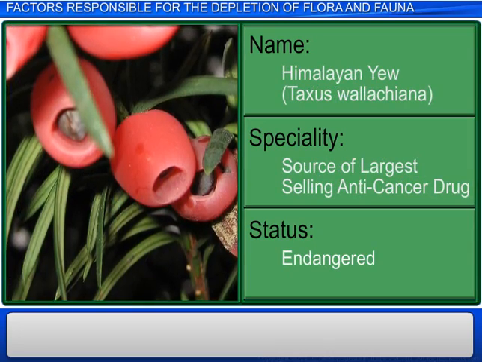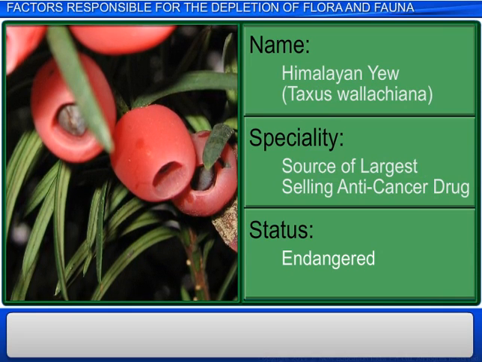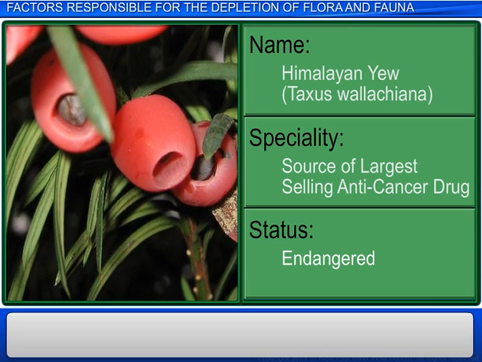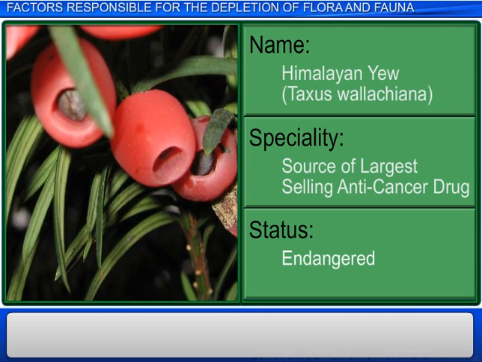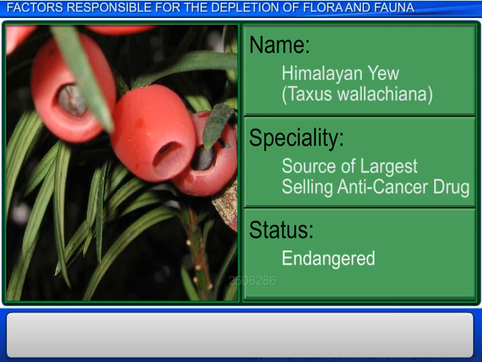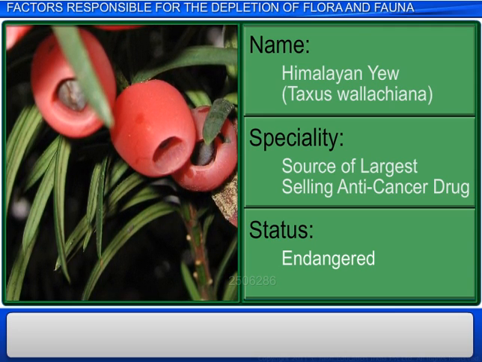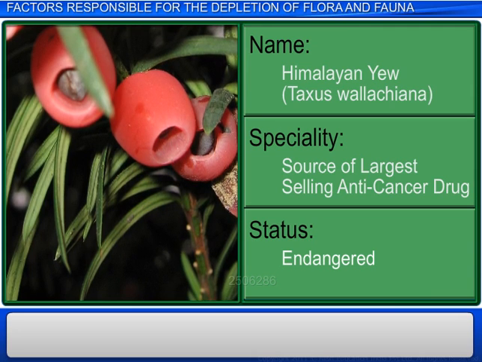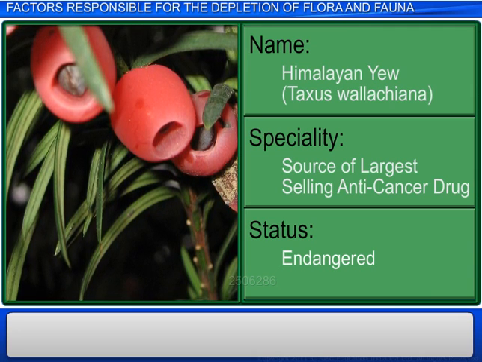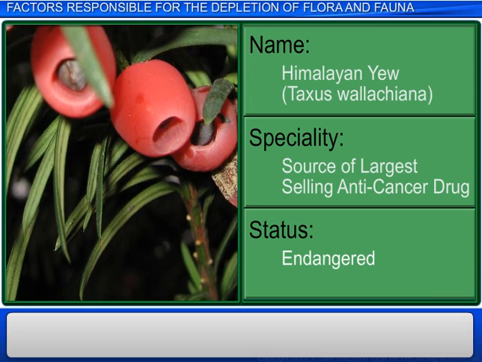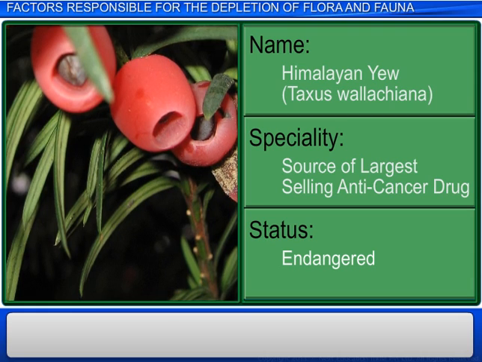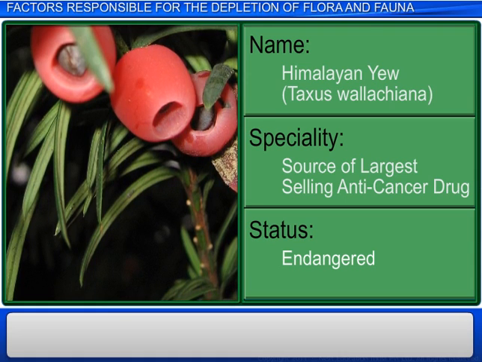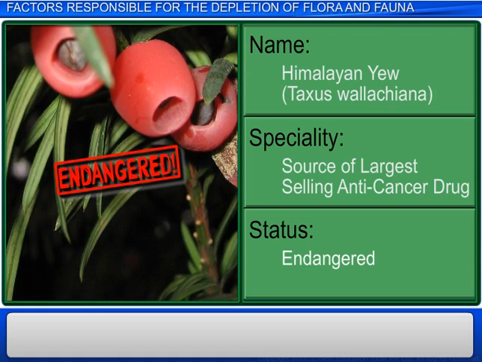Here is the Himalayan yew, a medicinal plant found in Himachal Pradesh and Arunachal Pradesh. The bark, needles, and roots of this plant yield a substance called taxol, which is used to treat several types of cancer. Thousands of Himalayan yew trees have dried up in the last decade due to overexploitation. Today, the species is endangered.